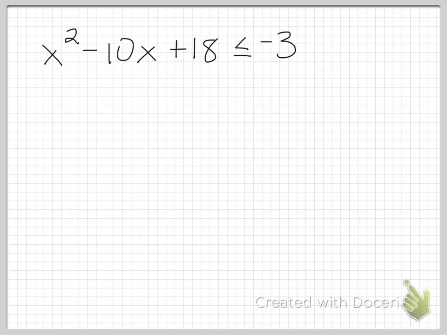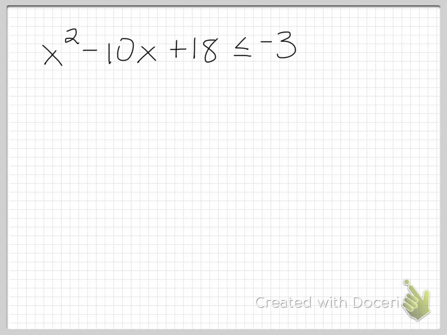So the first thing we're going to look at is a couple of different examples. The first example is x squared minus 10x plus 18 is less than or equal to negative 3. And the first thing that we want to do is actually solve this quadratic equation using any of the various methods that we've already discussed in class. Just like we have done with inequalities in the past, we solve the inequality exactly the same way that we solve an equation.